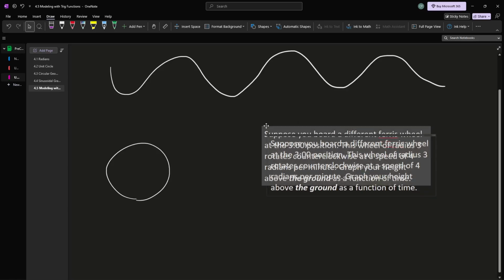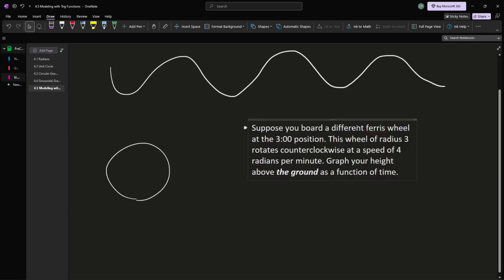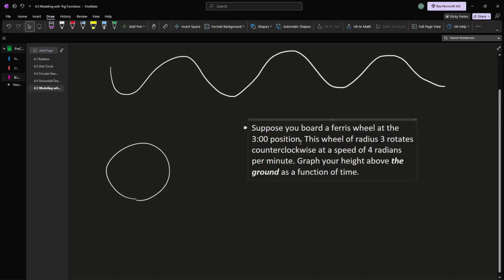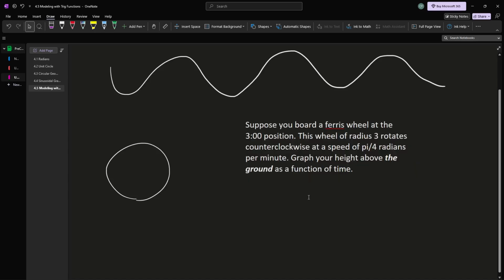Reading through it, we board a Ferris wheel at a 3 o'clock position. This wheel, radius 3, it rotates counterclockwise at a speed of pi divided by 4 radians per minute. We want to graph the height above the ground as a function of time. This is a bit more advanced than the first one that we did in class, but I think it's fine.